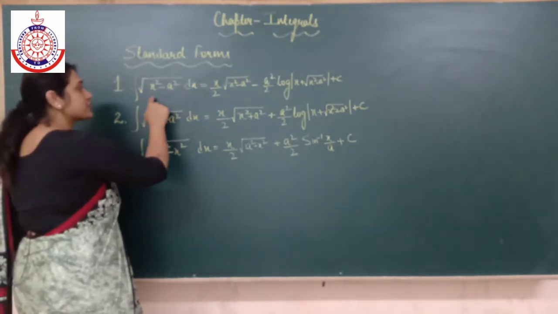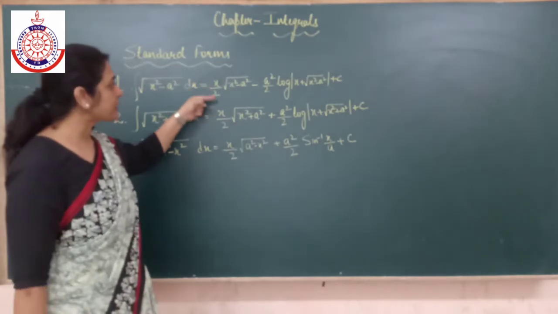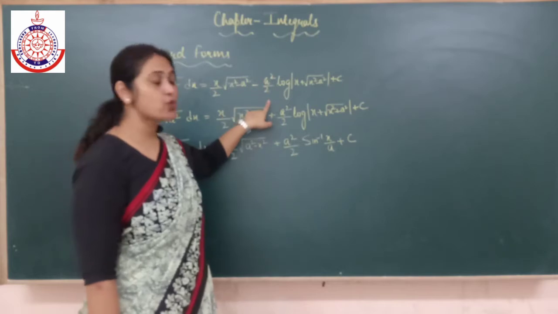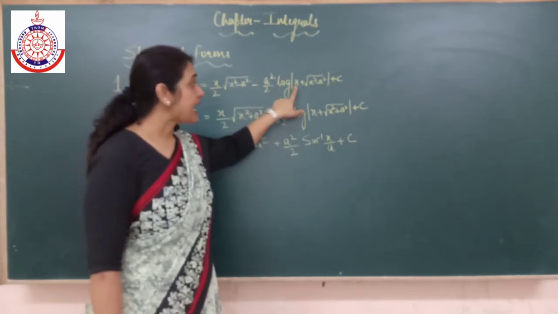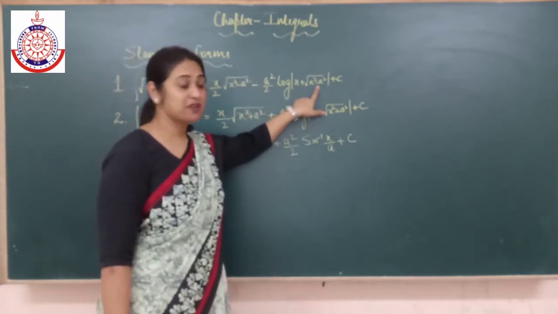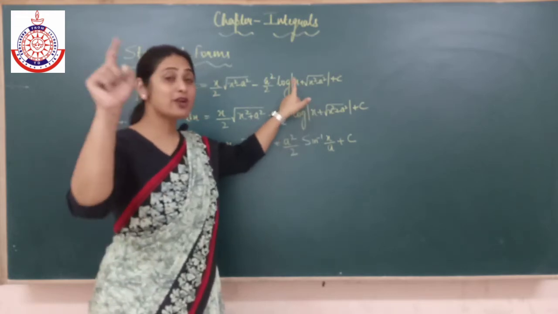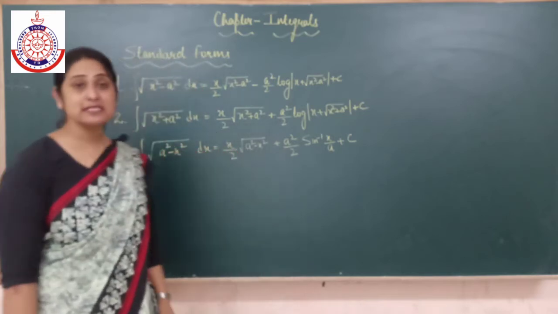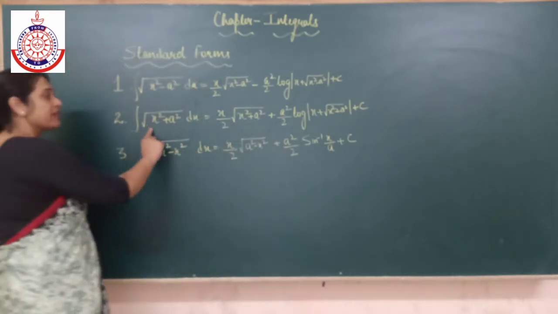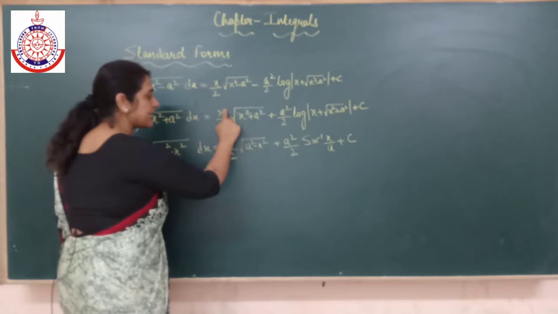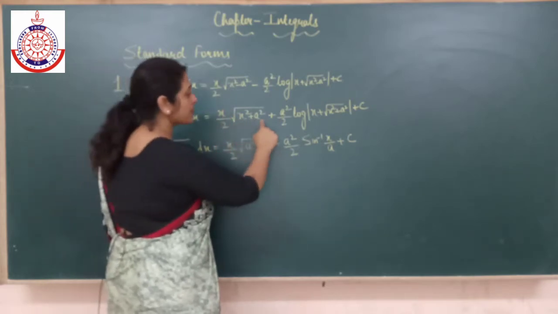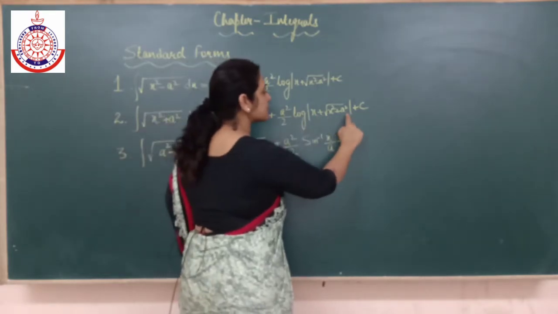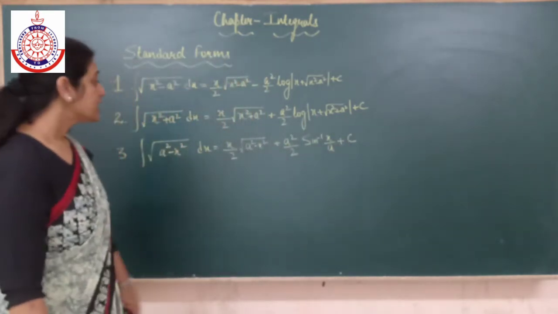If it is under root x square minus a square, the formula is x by 2 under the root x square minus a square minus a square by 2 log of x plus under root x square minus a square. Remember, this was the integration of 1 upon under root x square minus a square. So log of x plus under root x square minus a square plus c. If I have x square plus a square, then x by 2 under root x square plus a square plus a square by 2 log of x plus under root x square plus a square plus c.